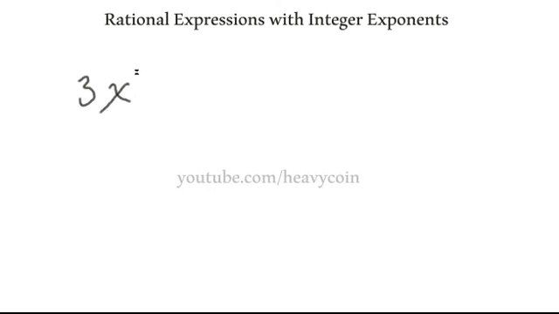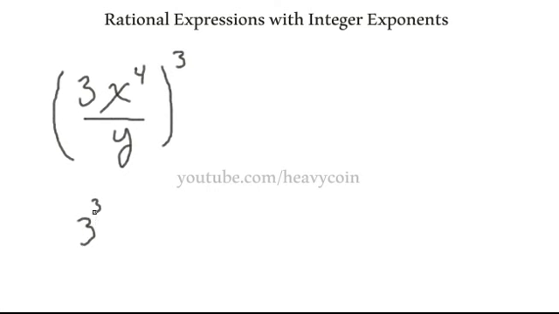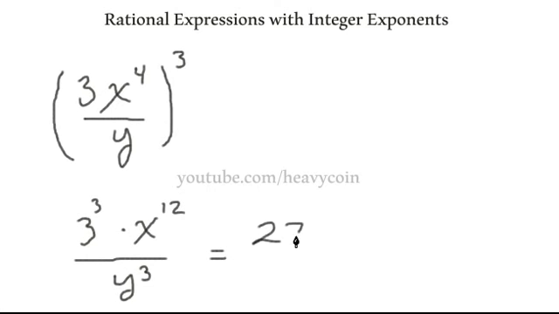Three x to the 4th over y, and it's all raised to the 3rd. So try pausing the video and seeing what you get as the final answer while I work this out. 3 to the 3rd times x to the 12th, that'd be 4 times 3 is 12, over y to the 3rd, and so this time we get 27 x to the 12th over y to the 3rd. So that will be your final answer.